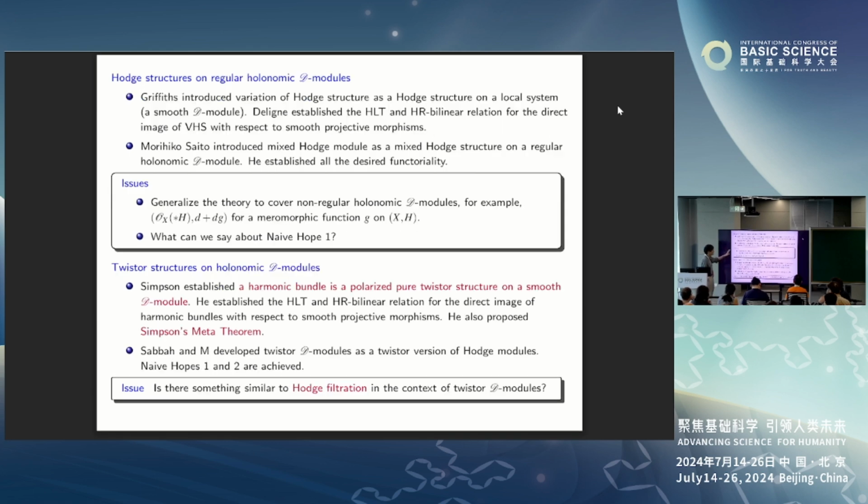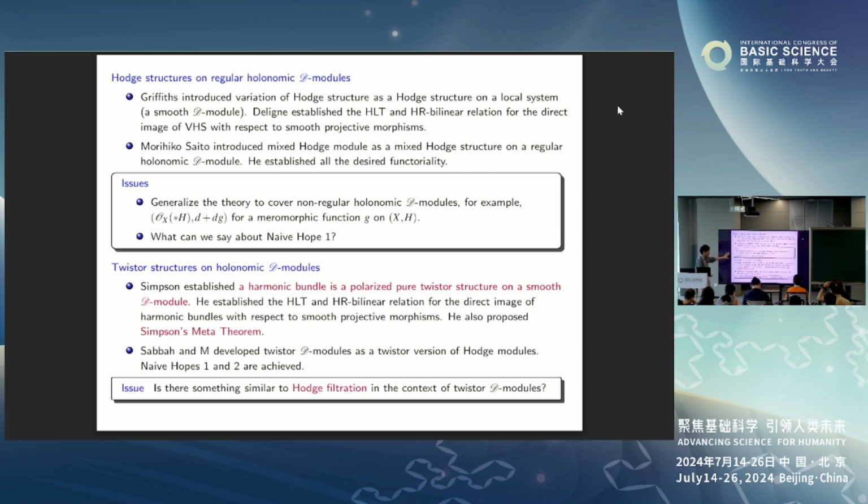And if everything is smooth, it was done by Griffiths and Deligne by their theory of variation of Hodge structures. And in the more general singular case, after important contributions by many people, Morihiko Saito completely established it. He introduced mixed Hodge modules as mixed Hodge structures on regular holonomic D-modules. And he established all the desired functoriality.